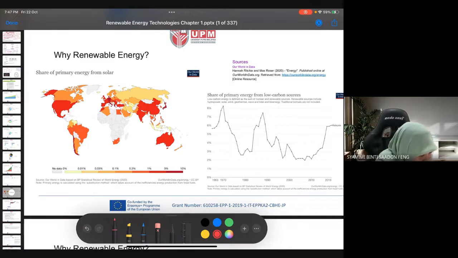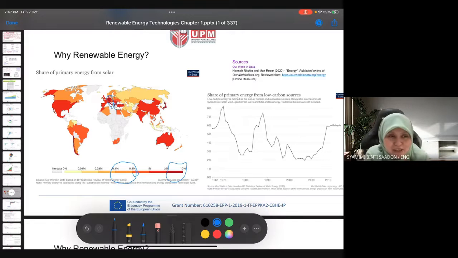So kalau solar, Malaysia, kalau boleh nampak, we are in like in the middle, orange kan, about 0.1% to 0.3% lah, lebih kurang kan, Malaysia share of energy from solar. But the highest country that started to depend on the solar energy, lebih kurang 3 ke 10%, Germany, Italy.